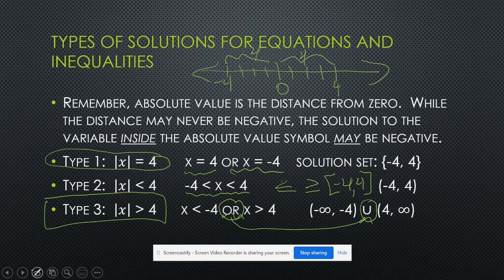I would like to take just a second to make sure that we point out the difference in these. So these are braces because my only answers are 4 and negative 4, versus brackets or parentheses for types 2 and 3 because they're inequalities, which means there's a range of answers that we could have.